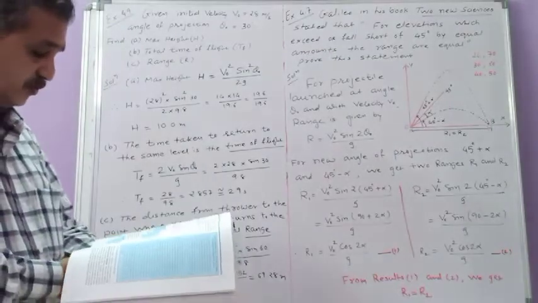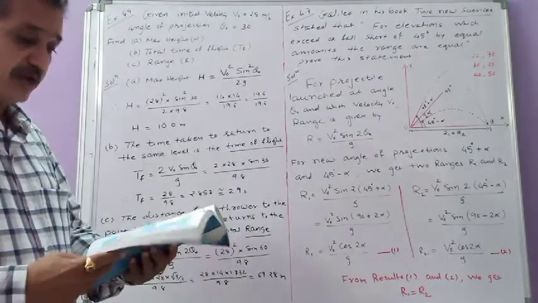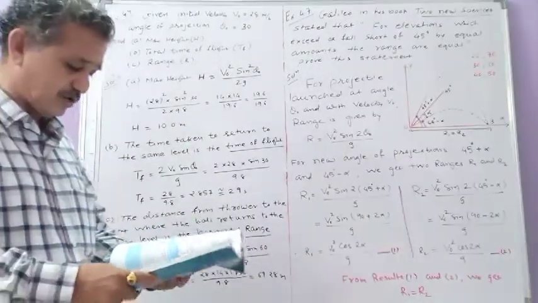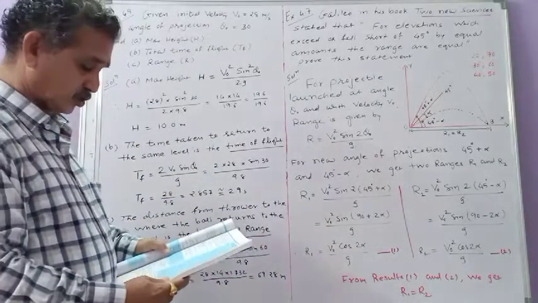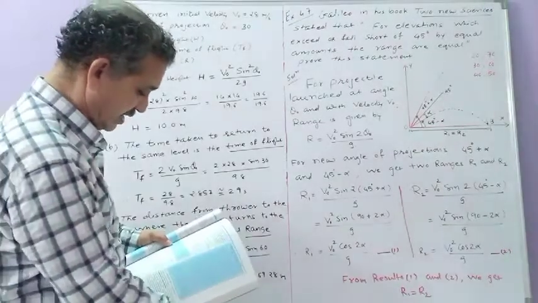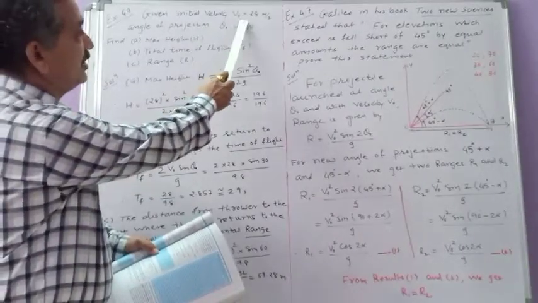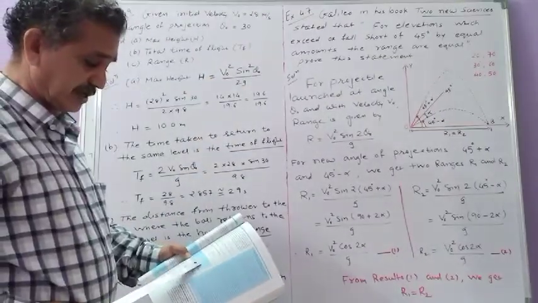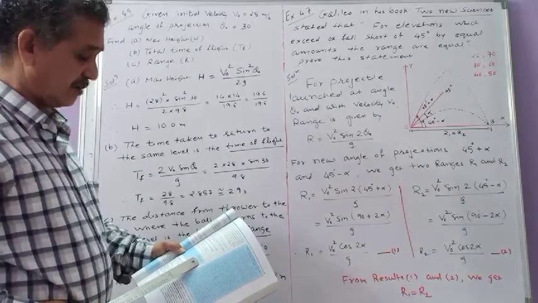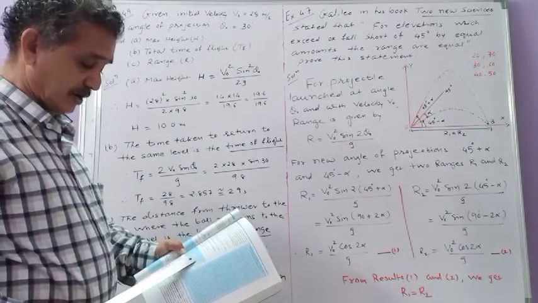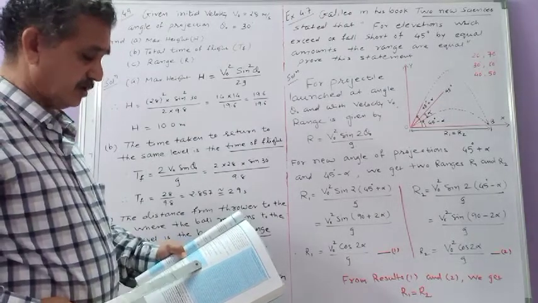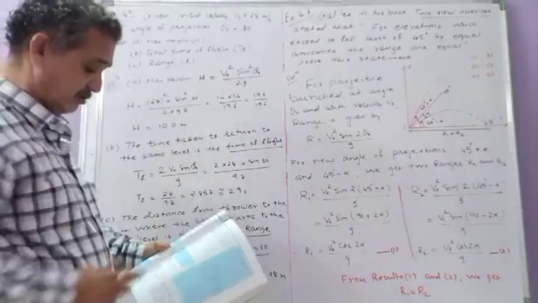The example number 4.9. It is on the page number 79 in your textbook. As it is given, a cricket ball is thrown at a speed of 28 meter per second. So initial velocity is 28 meter per second in a direction 30 degree above the horizontal. Angle of projection is 30 degree. Then calculate A, the maximum height. Maximum height calculate करना है.